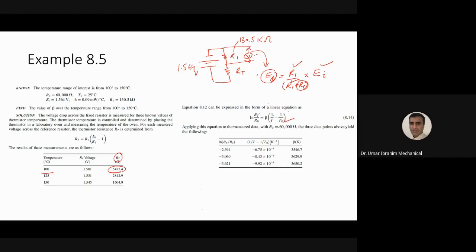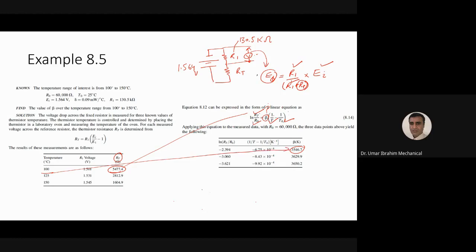We know that T naught is equal to 25 degree C, T is equal to 100 degree C, R naught is equal to 60 kilo ohm, RT is equal to 5477.4 ohm, and the only unknown is beta. So we find out the beta value corresponding to this temperature.